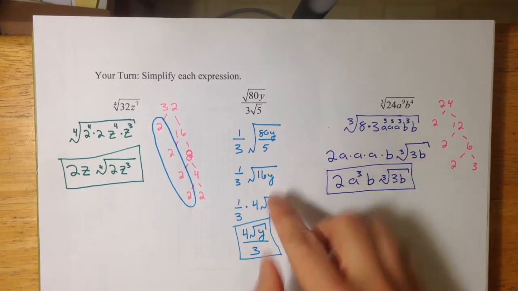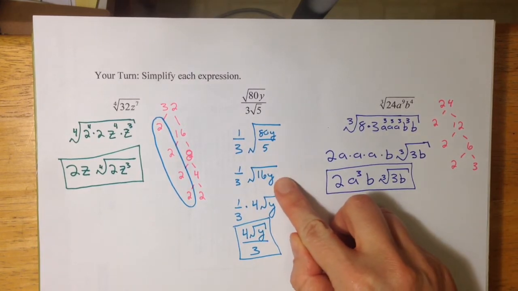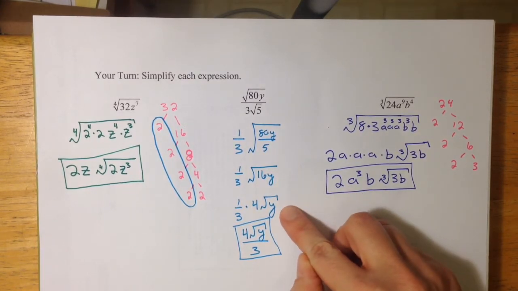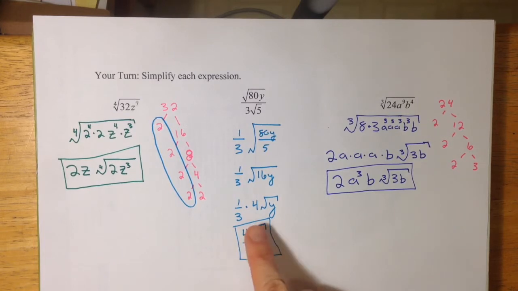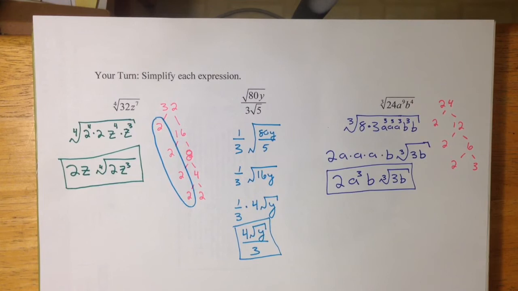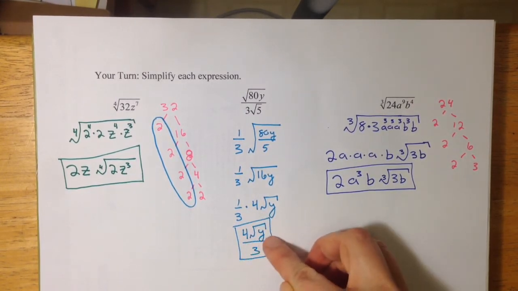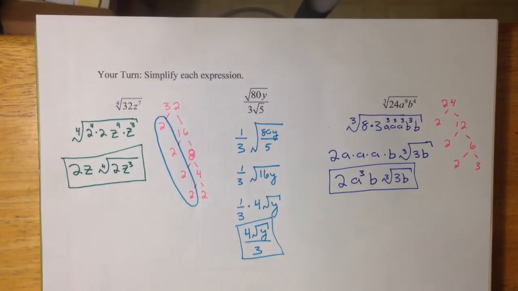Now, 80 divided by 5 is 16, so now I have 1/3 times the square root of 16y. The square root of 16 is just 4, but nothing good happens with the square root of y, so we leave it as just the square root of y. This is a perfectly fine answer right here, but we can simplify it a little bit more. That 4 square root of y is like 4 square root of y over 1, in which case I can multiply straight across, leaving me 4 square root of y in the numerator, and that 3 still in the denominator.